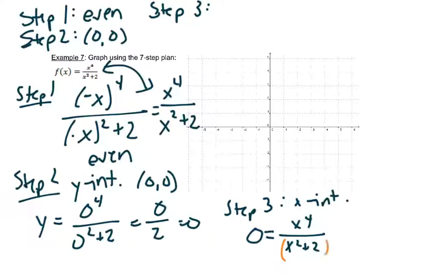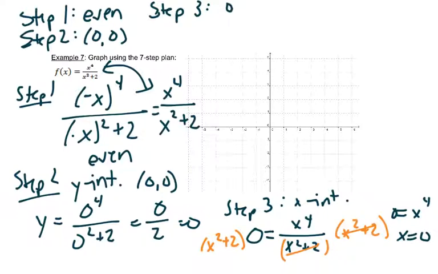And again, I multiply by the denominator so I can get rid of the fraction. But 0 times x squared plus 2 is just 0, so I get 0 equals x to the 4th, or just x equals 0 again. So now we're ready to look at the asymptotes. So I'm going to get some room here so I can show some work for my asymptotes.